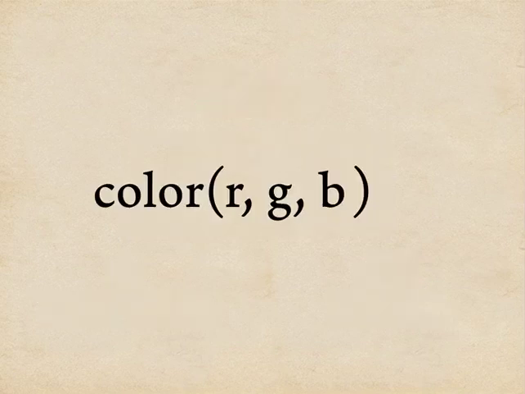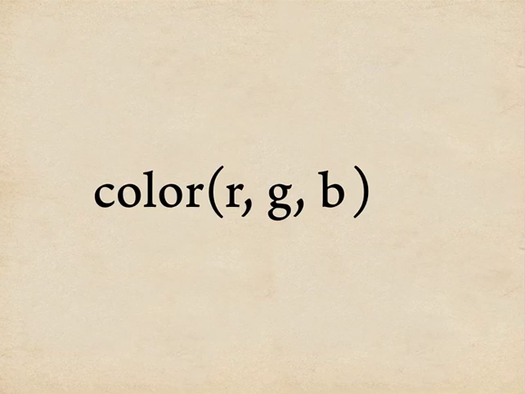No problem. To create a color in Processing, we only have to call color. And within parentheses, if we're in the red, green, blue system, we give it R, G, and B values, separated by commas. And each of these is a number from 0 to 255.